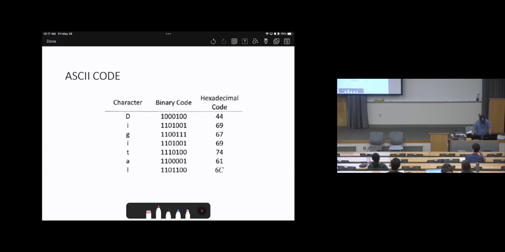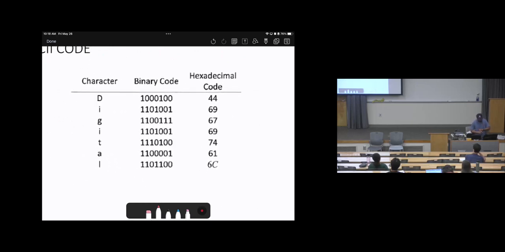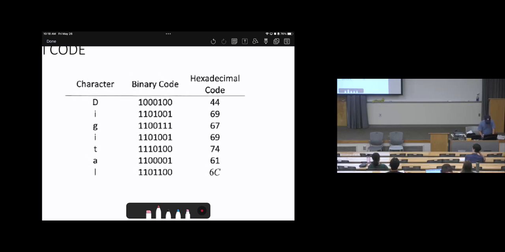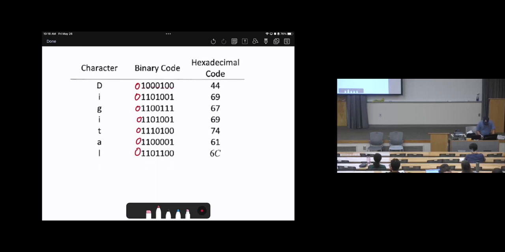Here is the table for ASCII code. For example, the character D is 44. Remember that it should be 8 bits, so the leading bit will be 0, then we have 1, 2, 3, 4, 5, 6, 7, and here the 8th. So don't forget to put zeros to make it 8 bits. Then for the equivalent, group each 4 bits: 1, 2, 3, 4 and 1, 2, 3, 4, and it will be 44. That's how we get the value. You group each 4 alone.